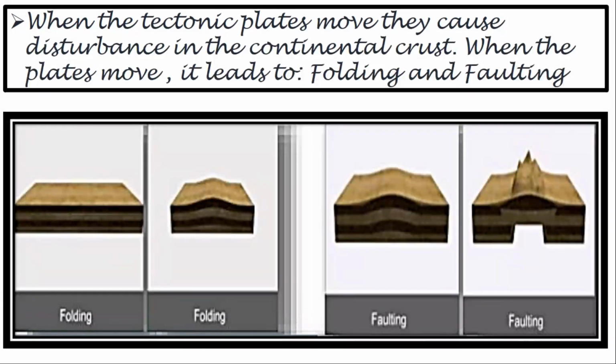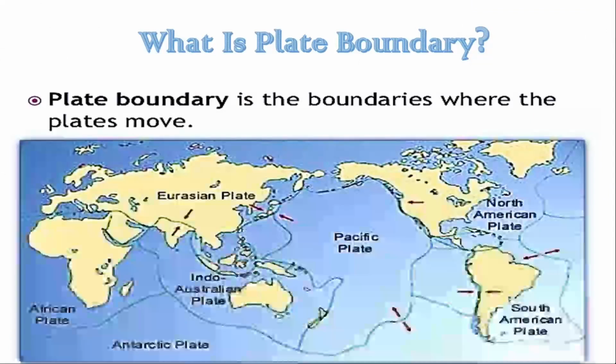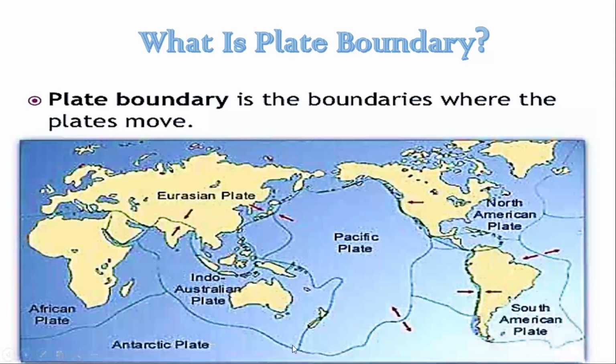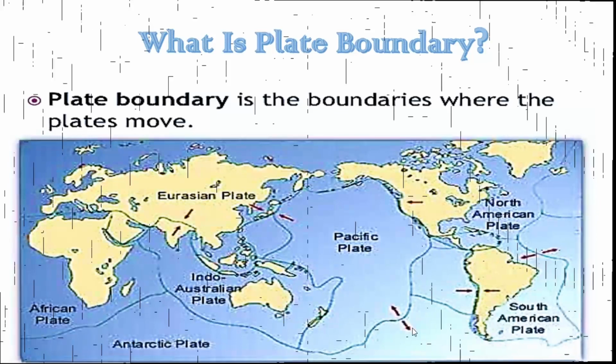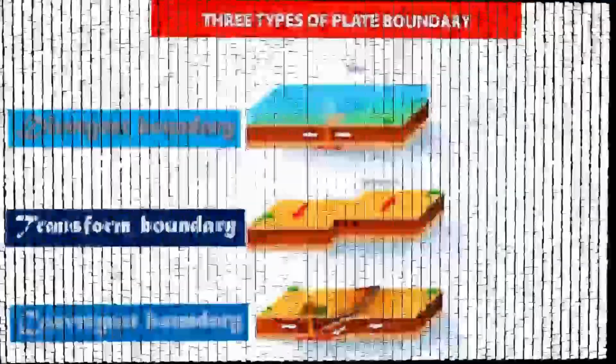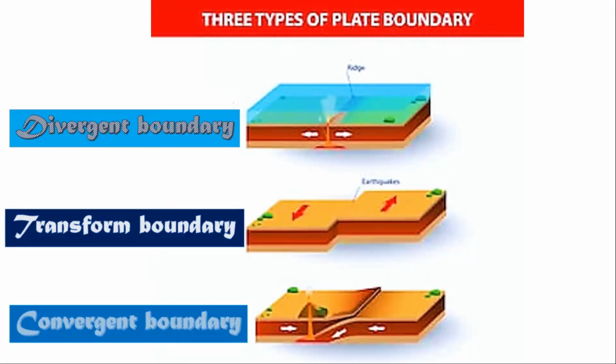When the tectonic plates move, they cause disturbance in the continental crust. When the plates move, it leads to folding and faulting. Now children, what is a plate boundary? Plate boundaries are the boundaries where the plates move. Children, there are 3 types of plate boundaries: divergent boundary, transform boundary and convergent boundary.